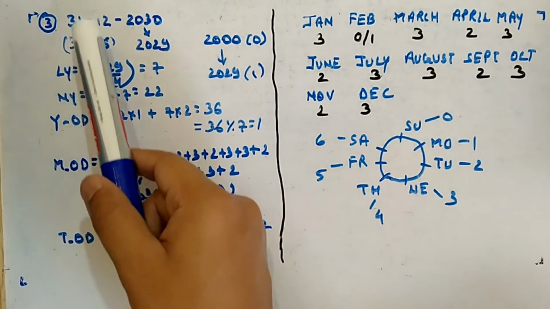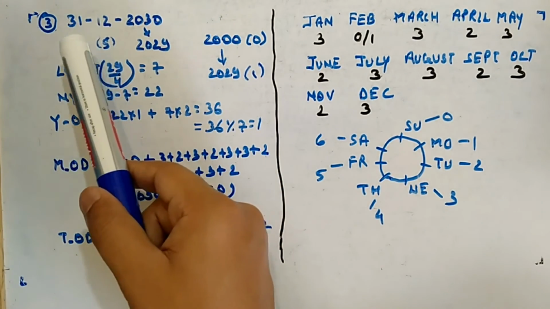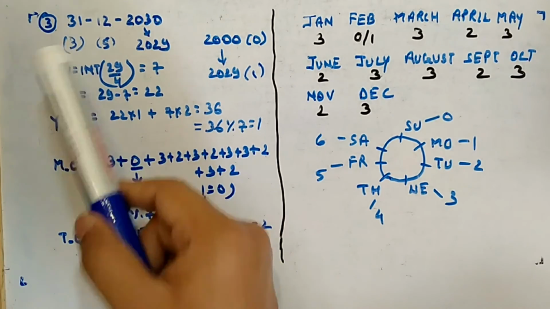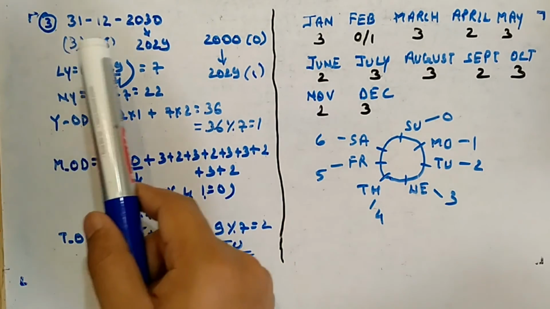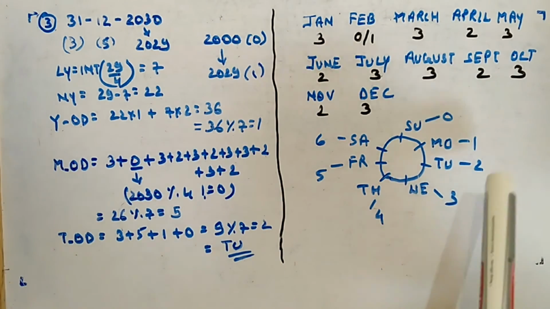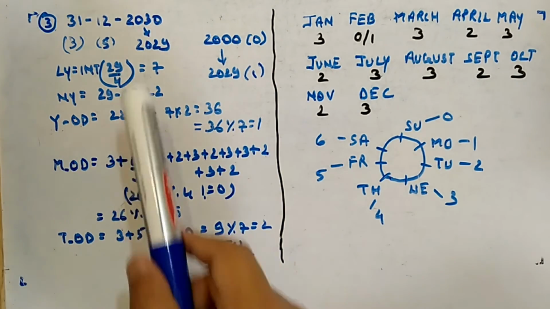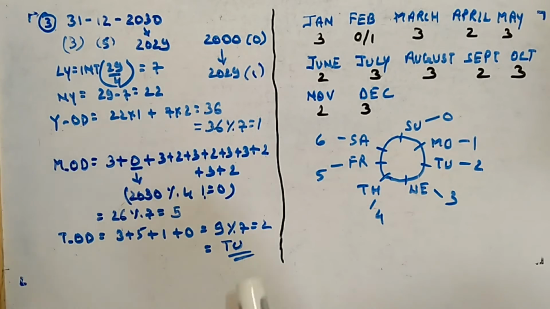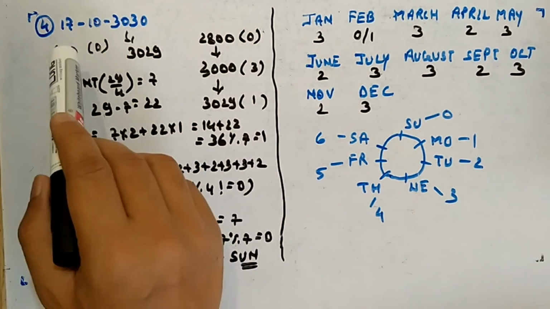Now if you look at the day, you take modulo with 7, you will get odd day 3. So total odd days will be 3 plus 5 plus 1 plus 0, that will be 9. If you take modulo with 7, you will get 2. 2 is 0, 1, 2, Tuesday. So 31st December 2030 will be Tuesday. Okay, let's look at another example.